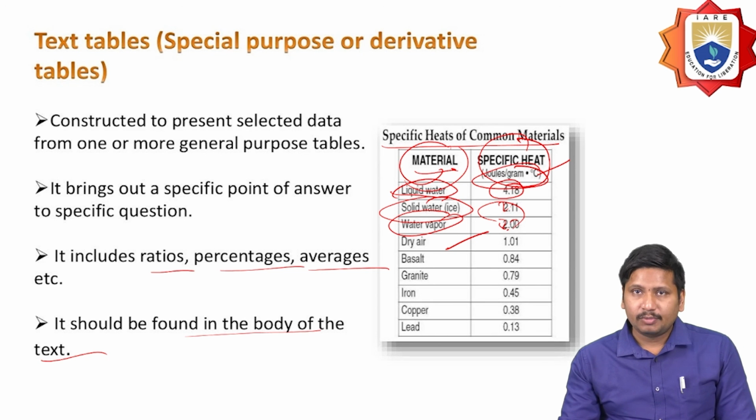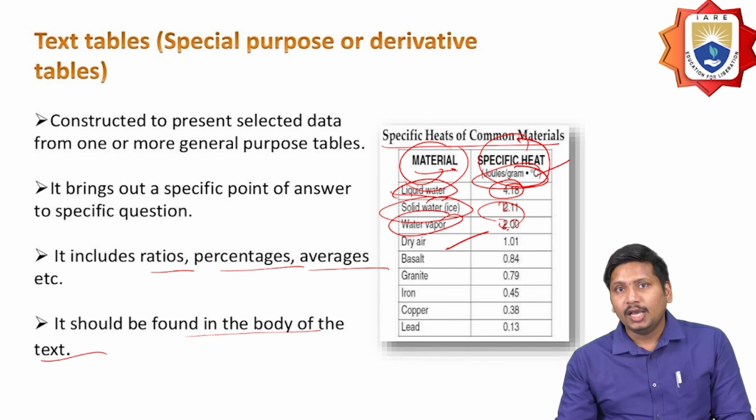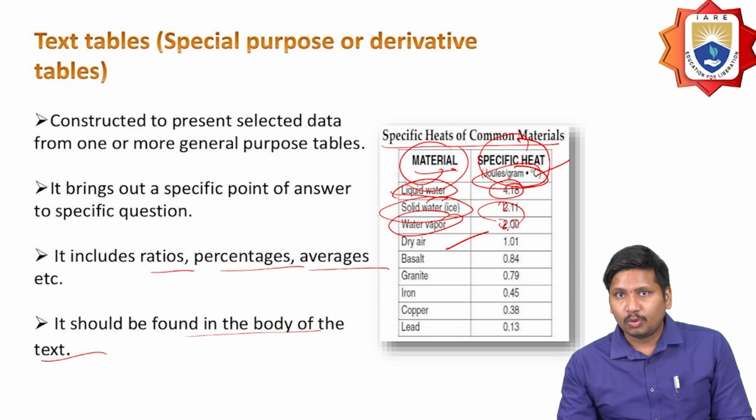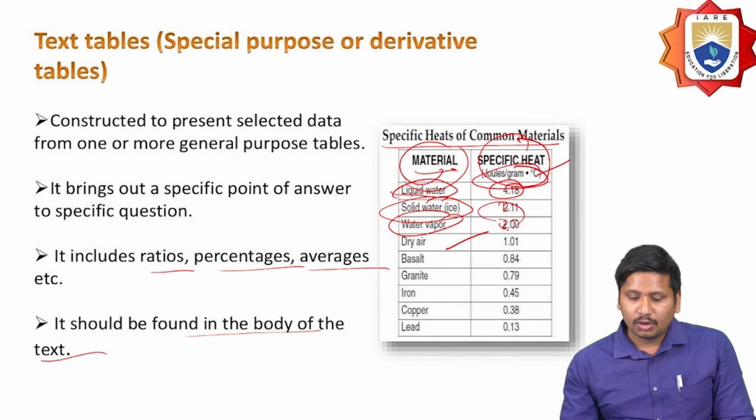And next one, text tables. Text tables are also called special purpose or derivative tables, which are constructed from the selected data from one or more general purpose tables, and which can bring out the specific point of answer to a question. All the time the text table contains ratios, percentages and averages.